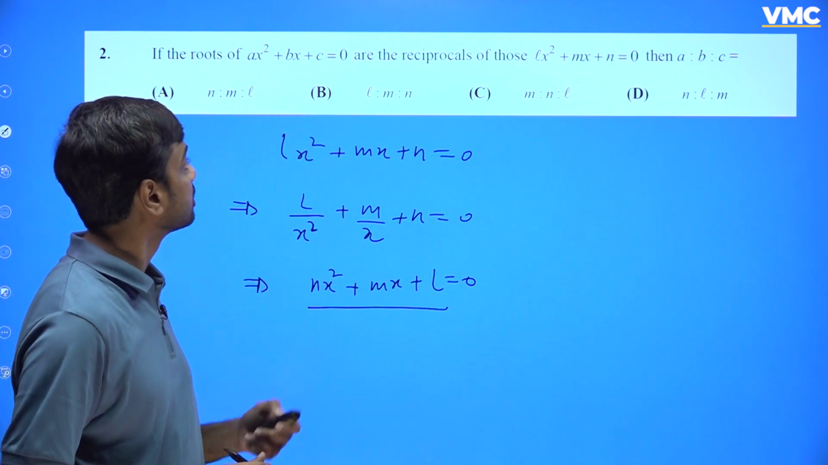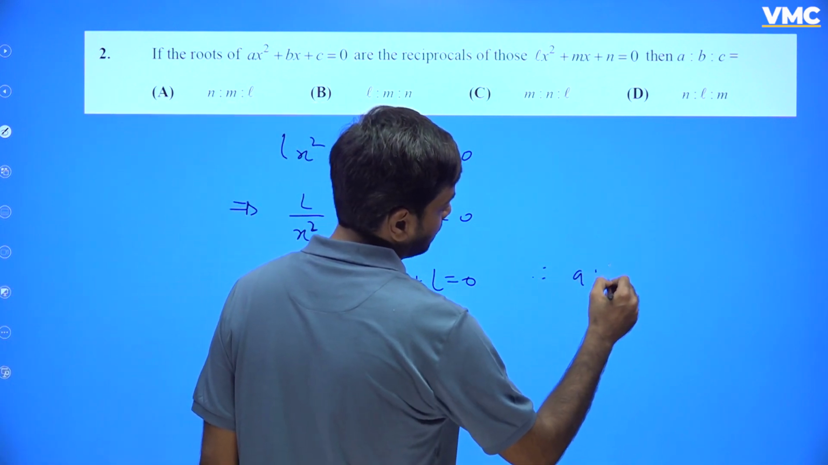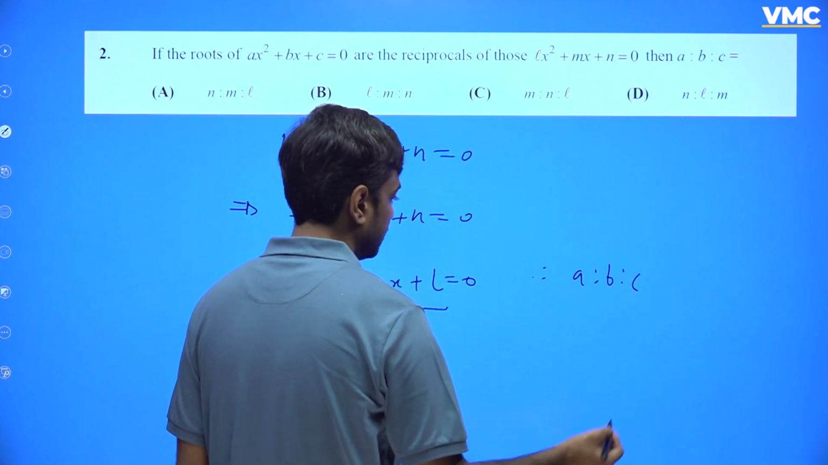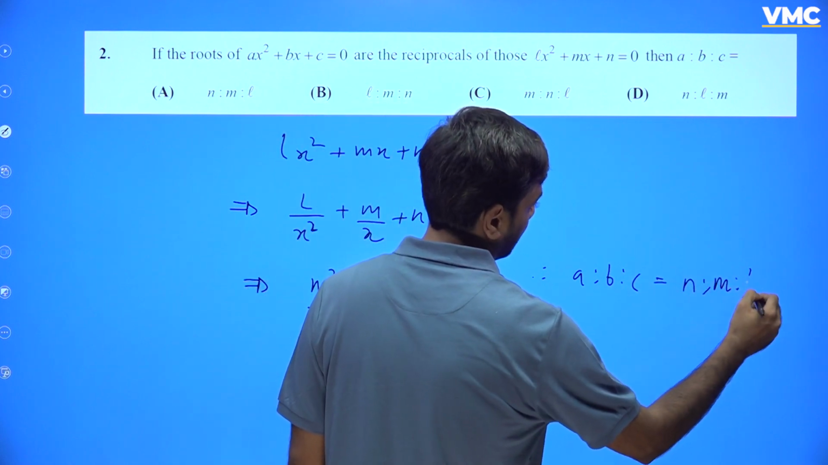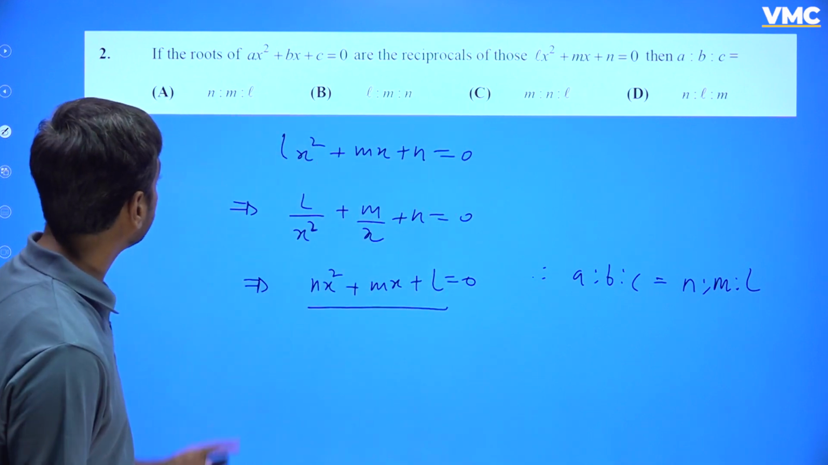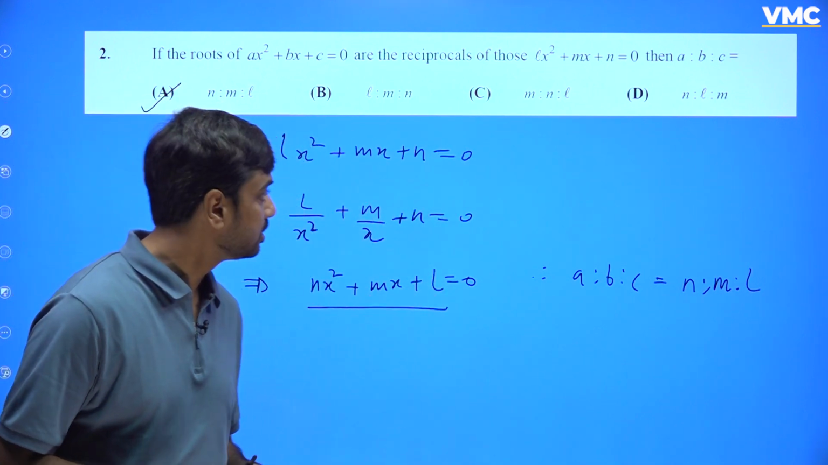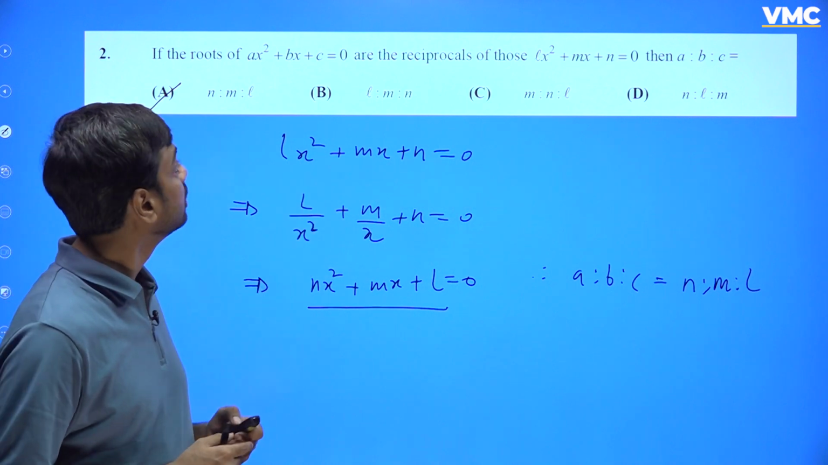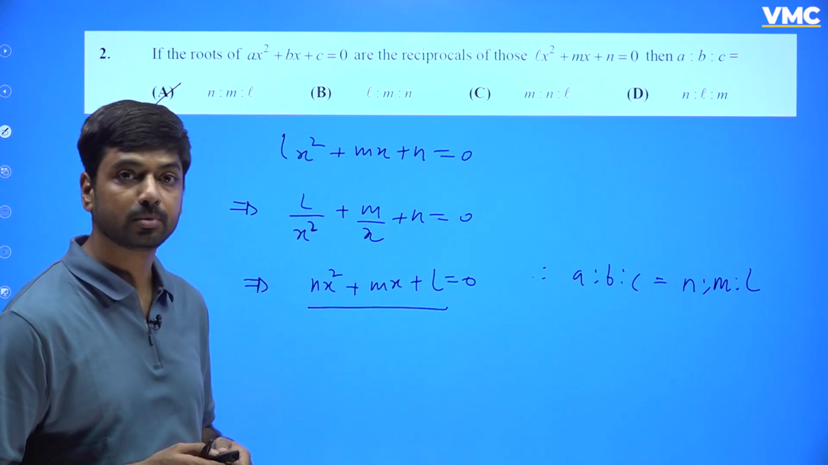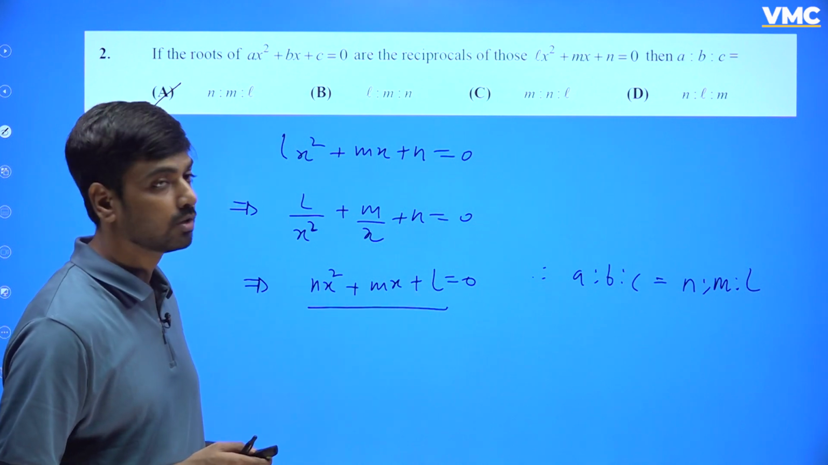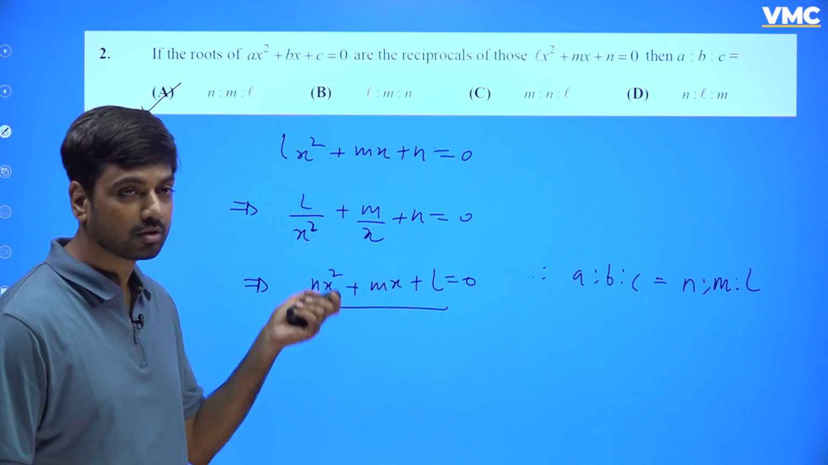Compare with this ax square plus bx plus c, the ratio of a is to b is to c is going to be n is to m is to l. So the answer for question number 2 is option A. This is a shorter way to answer it. In such questions, when the roots of the first quadratic are reciprocal, you can apply this concept for cubic also, for any polynomial, not only for quadratic. This is the first thing. The second thing is, this is a shorter way to answer this.